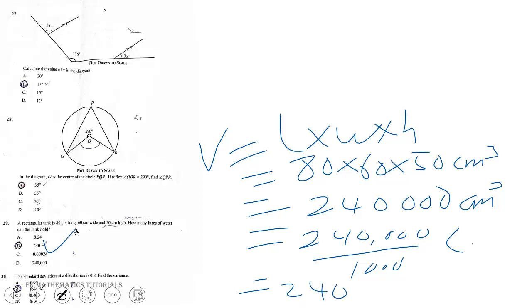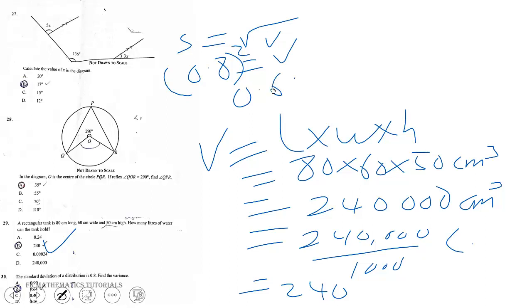The standard deviation of a distribution is 0.8. Find the variance. So standard deviation is equal to square root of variance. So the standard deviation is 0.8. So squaring both sides, V will be equal to 0.8 squared, which is 0.64. Correct answer is option B.